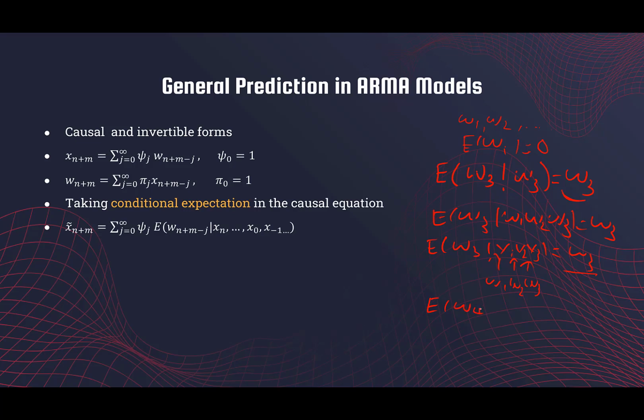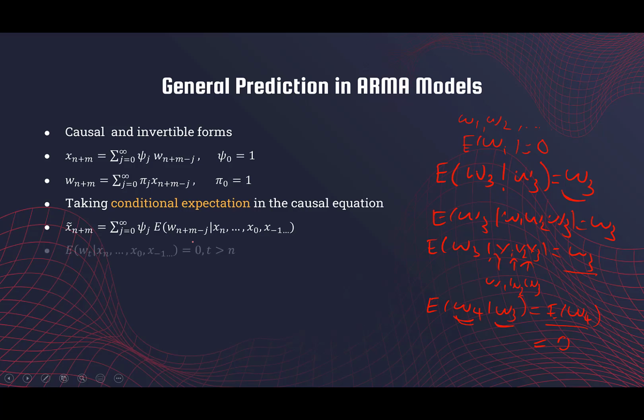Expectation of W4 given W3 is just expectation of W4, which is 0. So if I'm trying to look at the mean of something in the future given this past, and these are independent, then this is just the same as mean of W4, and we know that is 0. Okay. So these are the properties we'll use right now to calculate this conditional mean.